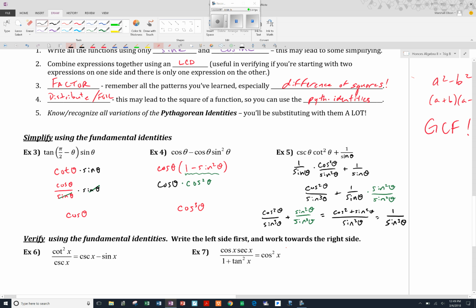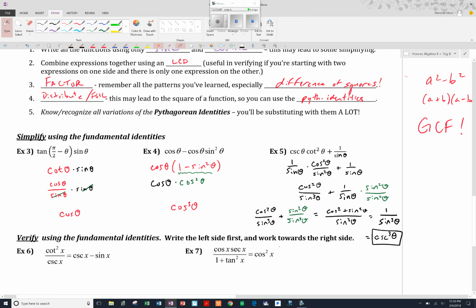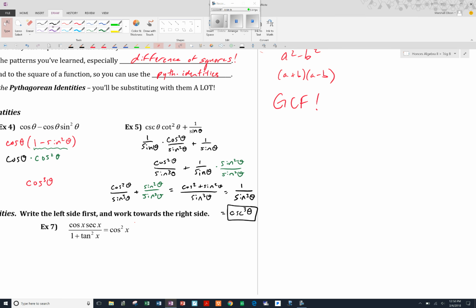And we do want to finish these without having any fractions if possible. So we're going to rewrite this 1 over sine cubed. Since it's 1 over sine times itself 3 times, that's the same thing as taking cosecant times itself 3 times. So that's what we're going to write as our final answer there. Okay, a little more steps than the previous ones. Let me show you what I was talking about originally.